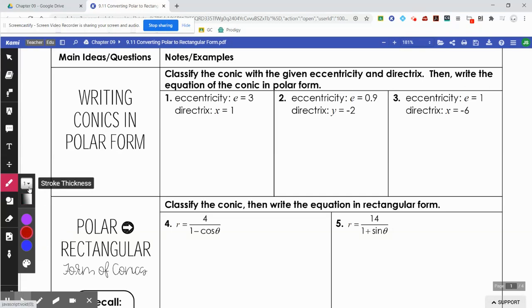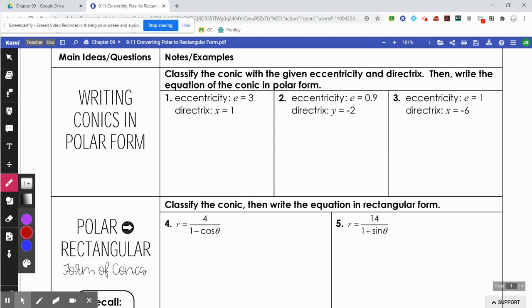Okay, in this section we're going to be writing conics in polar form, and we're going to be changing from polar to rectangular and so on and so forth. So let's make sure that we remember what we talked about last lesson. The first section says classify the conic with the given eccentricity and directrix. Then write the equation of the conic in polar form.